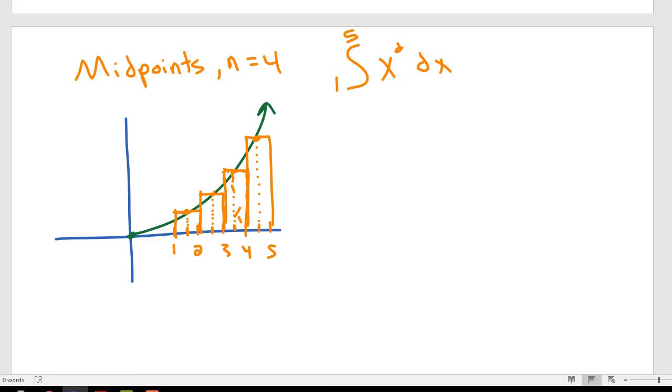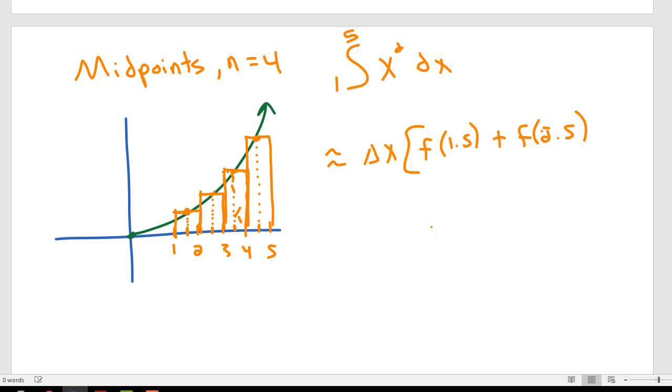Not going to exactly cancel each other out, but they should roughly cancel each other out. So symbolically speaking, this integral is approximated by, and again, I'm going to factor my delta x out. So we're going to have f at 1.5. My first midpoint was 1.5, that goes up to the function value. And then I'm going to have f at 2.5.